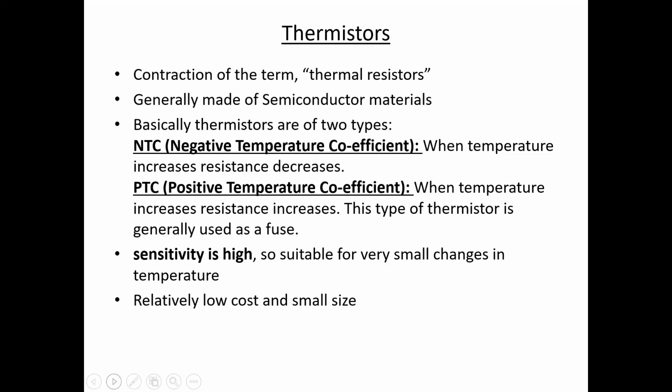And most of the semiconductor materials possess a negative temperature coefficient, which means that when the temperature increases, the resistance decreases. Some of them possess a positive temperature coefficient, but mostly for thermistors, the materials used possess a negative temperature coefficient. But why do we need to go for a negative temperature coefficient?